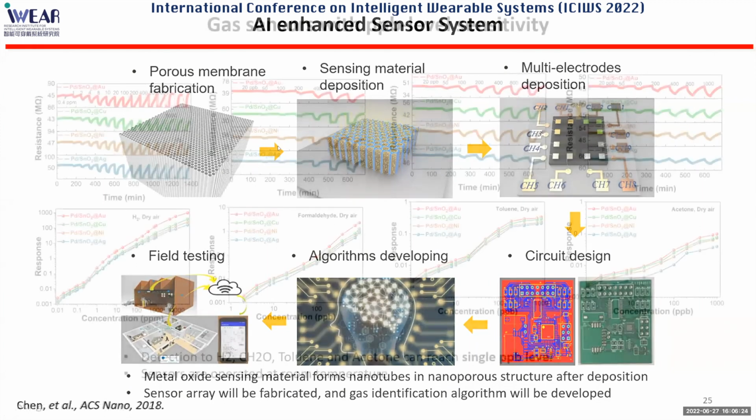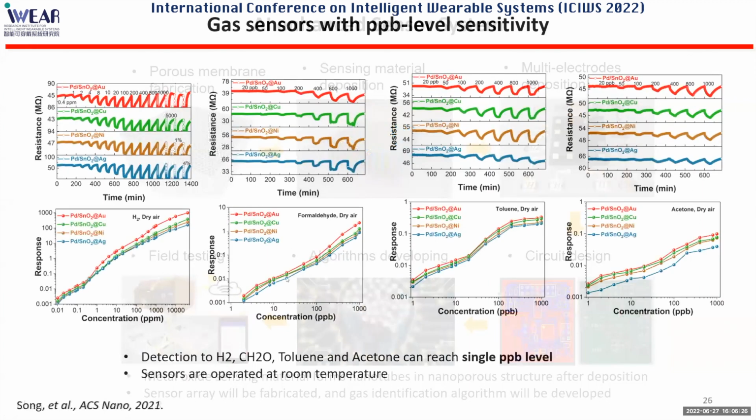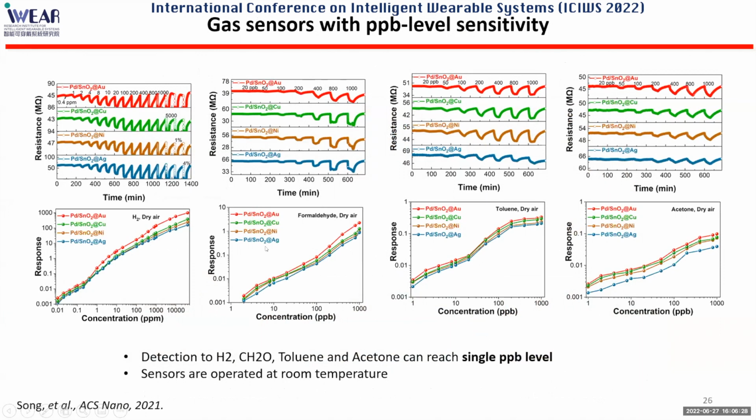If you look at the individual sensor performance, the sensitivity is pretty high. It can reach a single ppb level. For example, toluene can reach 1 ppb level. Acetone can also. And for formaldehyde, 2 ppb is also good enough. Just for your information, indoor formaldehyde of 80 ppb is already considered health threatening.